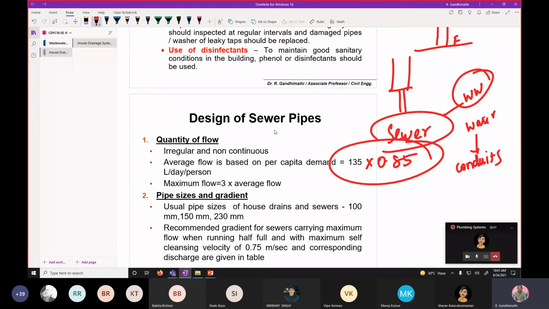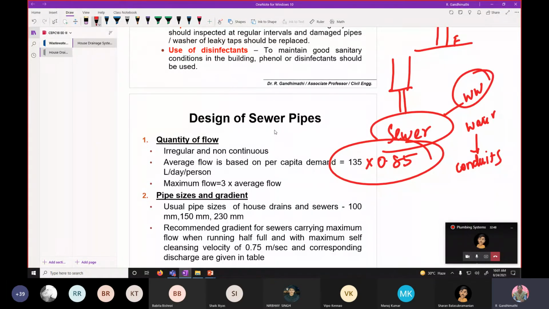Therefore, the average flow is based on the per capita demand. Per capita water supply is 135 liters per capita per day. That should be multiplied with 0.85 to get the average wastewater generated in an individual house, and then that should be multiplied with 3 to get the maximum flow. Some of the units, we will see later, may be designed for average flow, and some for maximum flow.